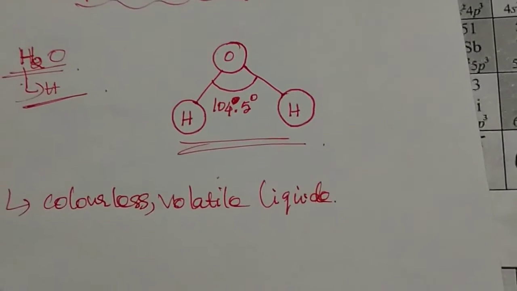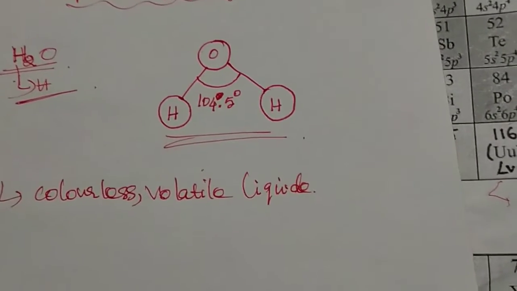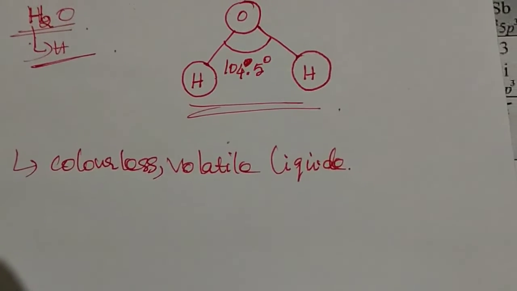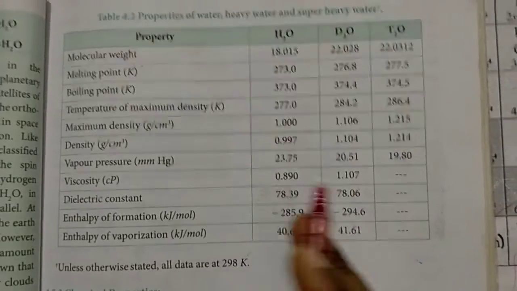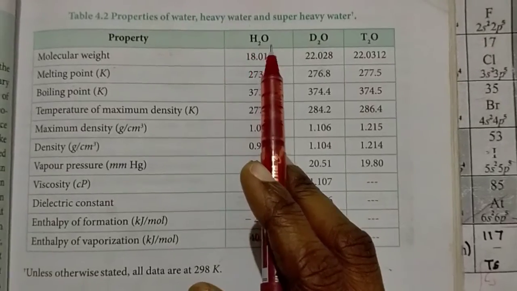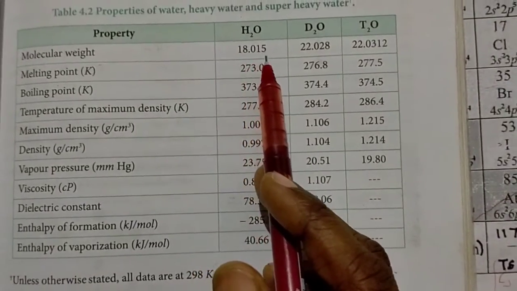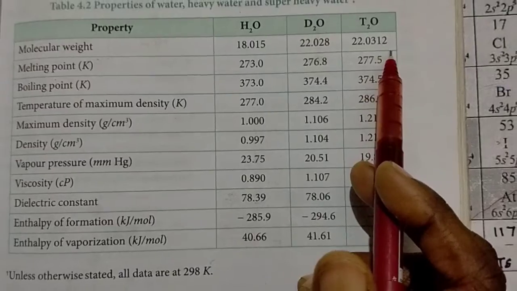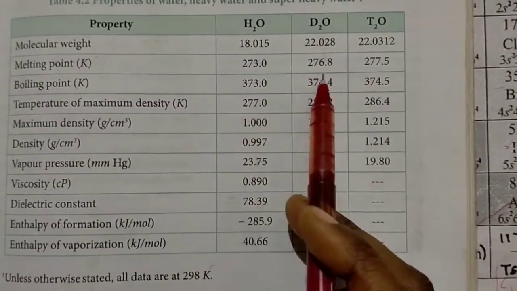It contains hydrogen bonding between hydrogen and oxygen. Hydrogen bonding is responsible for the high melting and boiling point of water. Some physical properties of water are given in the table 4.2. In the table 4.2, you can identify the difference between protium water, deuterium and tritium water. The molecular weight of water is 18.015 for protium, 22.028 for deuterium, 22.0312 for tritium. The melting point and the boiling point are also different for each water.